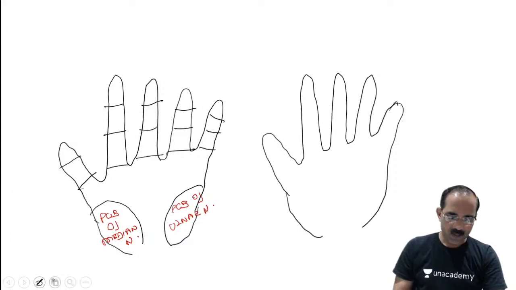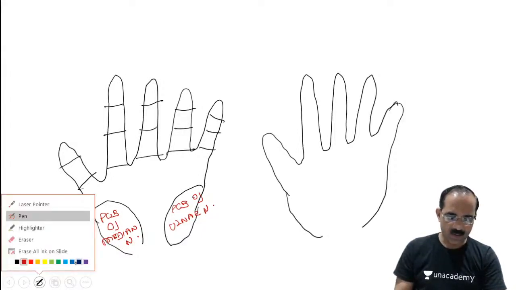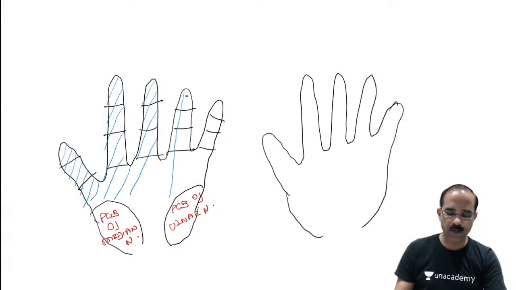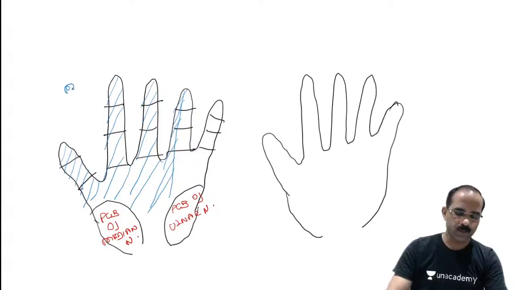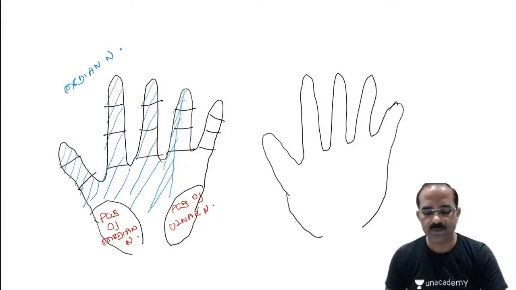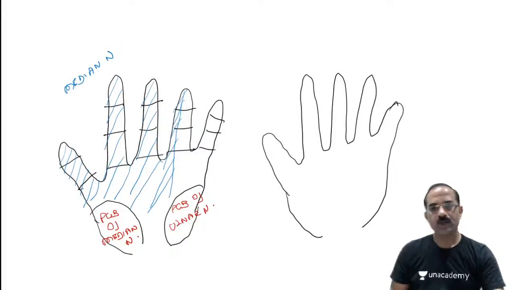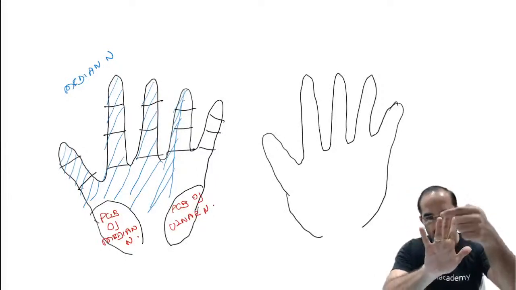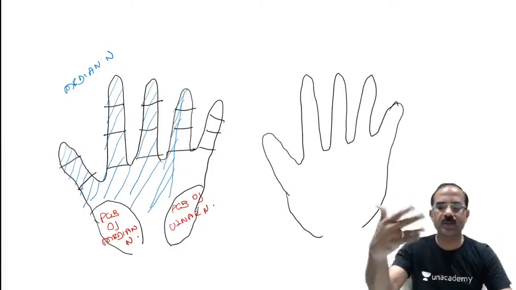Very good. Now students, tell me, who supplies the skin on the palmar aspect of 3.5 fingers? Who will supply this? This is supplied by the median nerve. So this is the palmar aspect of 1, 2, 3.5 fingers, supplied by the median nerve.